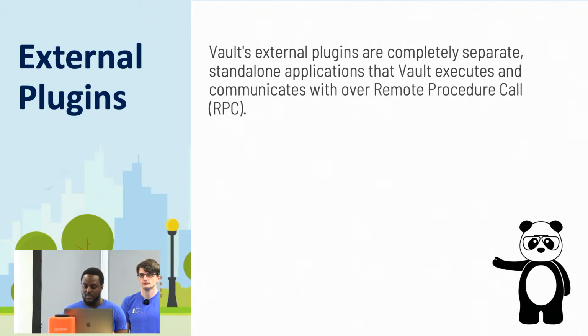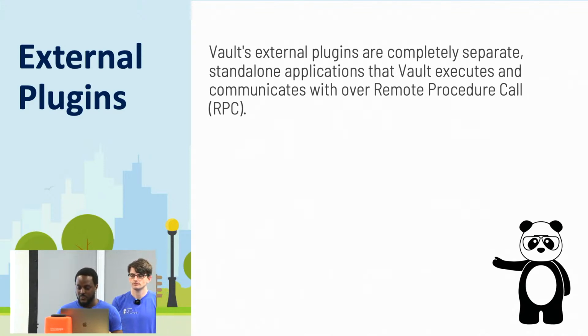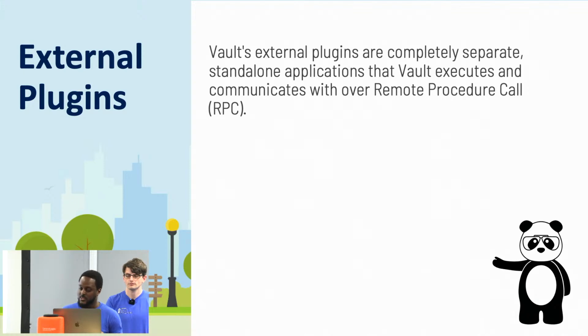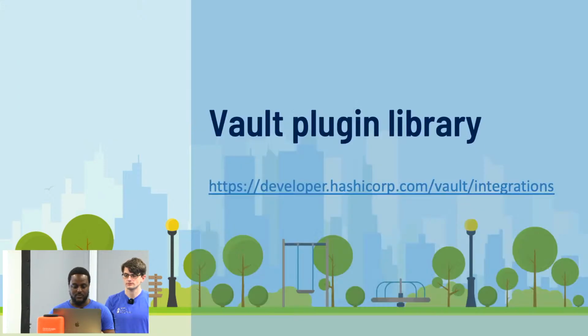Vault also communicates with external plugins over RPC to secure the communication. Vault creates a mutually authenticated TLS connection with the plugin RPC server. The plugin makes use of the auto MTLS feature of Go plugin, which will automatically negotiate mutual TLS for transport authentication. And then also there's a link to the libraries, which you can go through later on in your own time.